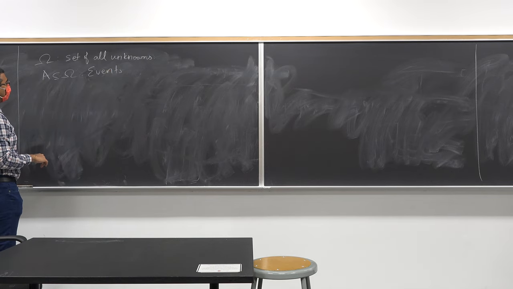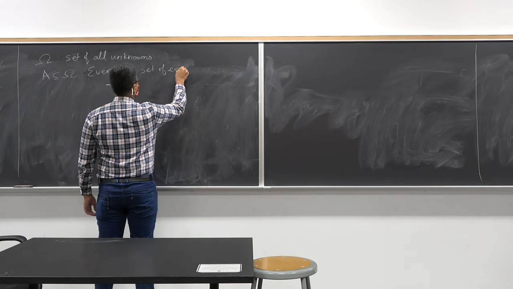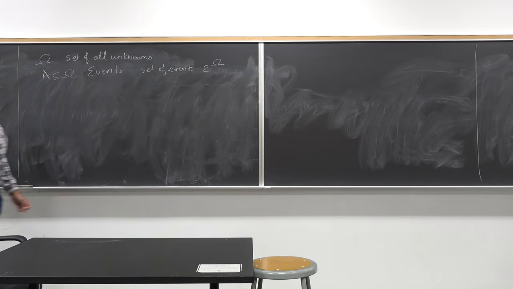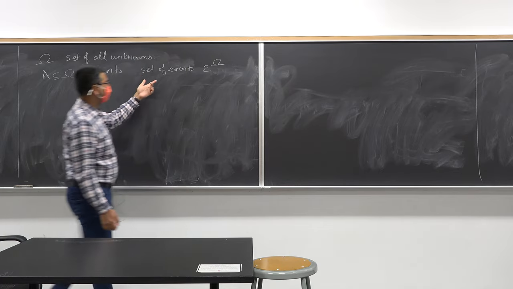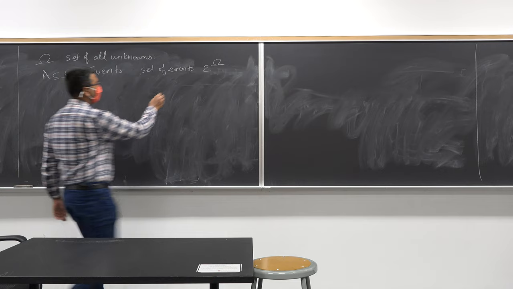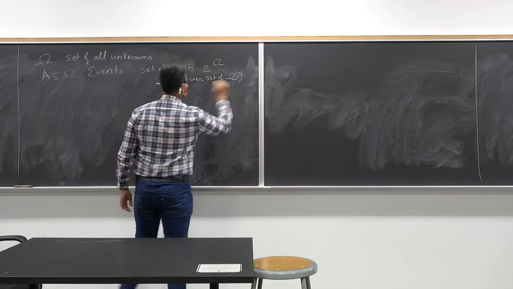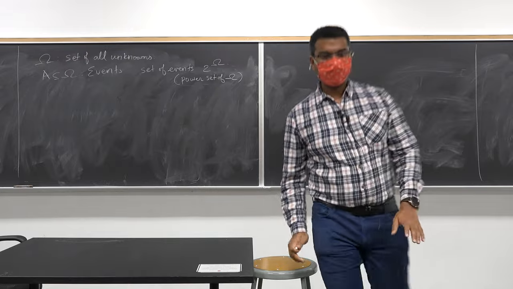Sometimes people write the set of events as 2 raised to omega. So 2 raised to omega is the notation for the power set of omega, and people typically denote 2 raised to omega as the set of all events. Okay, so this is the set of all subsets of omega, or the power set of omega. Is everyone familiar with power set? Okay, it's the set of all subsets.